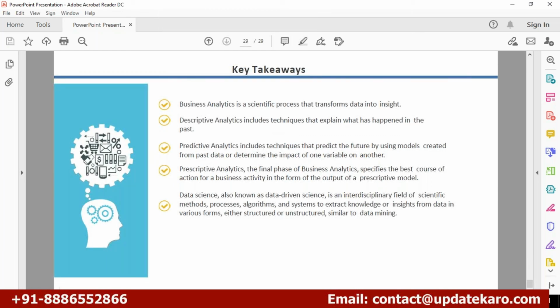These things are the key takeaways. I will not repeat them once again: what is business analytics, types of business analytics, and what is data science. Descriptive, predictive, and prescriptive. So we have covered completely the introduction to analytics part. Is that clear to all of you now?